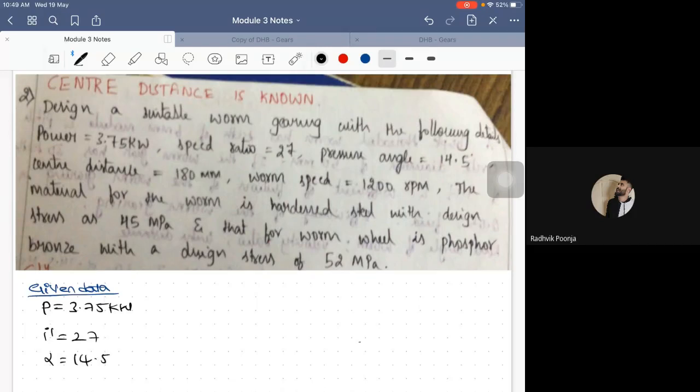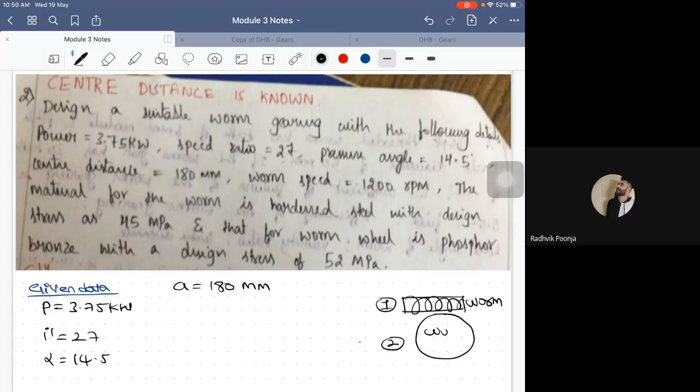Center distance is being given, that is the main killer feature what we are looking for. So since center distance is given, the procedure would vary. Here in this particular example, he has given the center distance 180 mm. Worm speed, in the sense the speed of the worm. You can draw a small thing like this. There will be a worm, so drawing a rectangle, a worm, and there will be a worm wheel. So this is 1 and this is 2. This is the worm and this is the worm wheel.